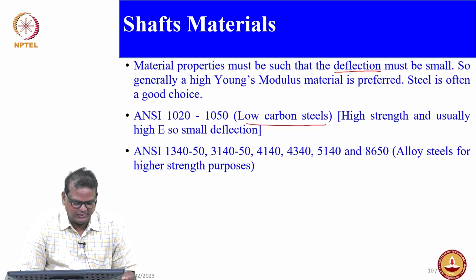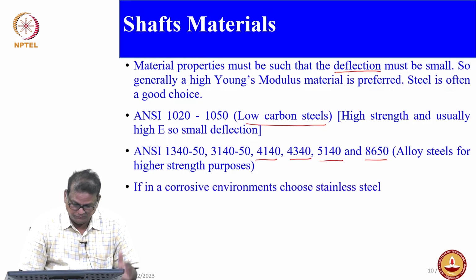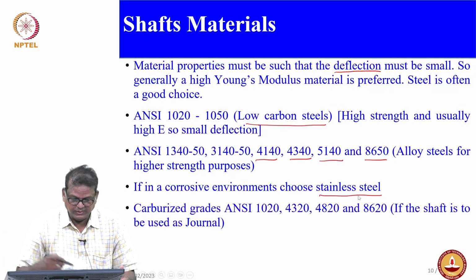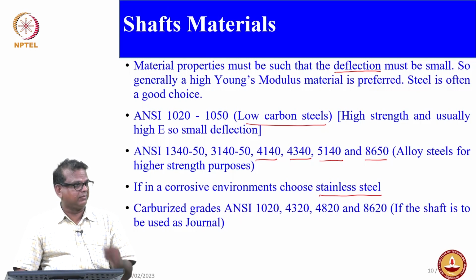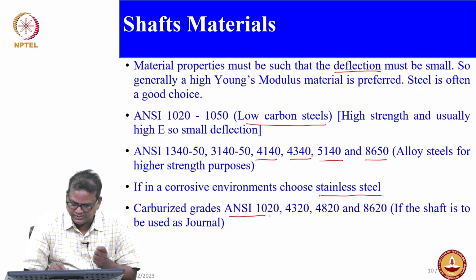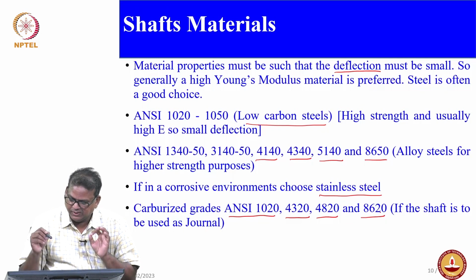Then we have other materials, ANSI 1340 to 50, 3140, 50, and so on. The 4000 series, 5000 series and 8000 series are alloy steels for higher strength purposes. If you are operating in a corrosive environment, then you have to use stainless steel to minimize the corrosion effect, right? And you have to use a carburized grade. Carburized means you are strengthening the material by inducing carbon content, right? So again, ANSI 1020, 4320, 4820, 8620 will be useful.